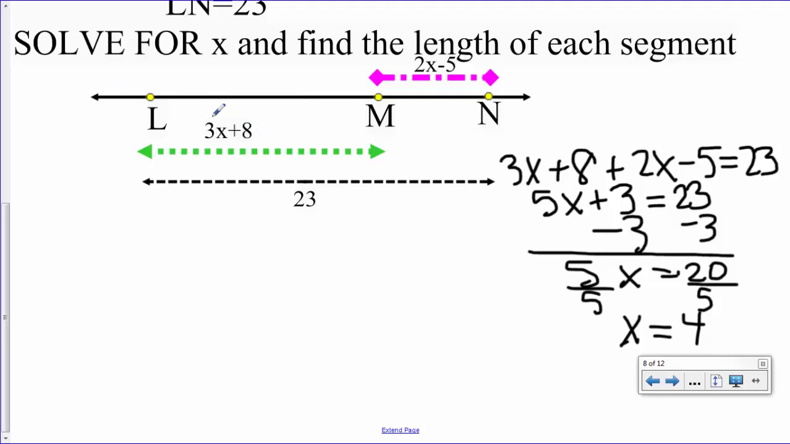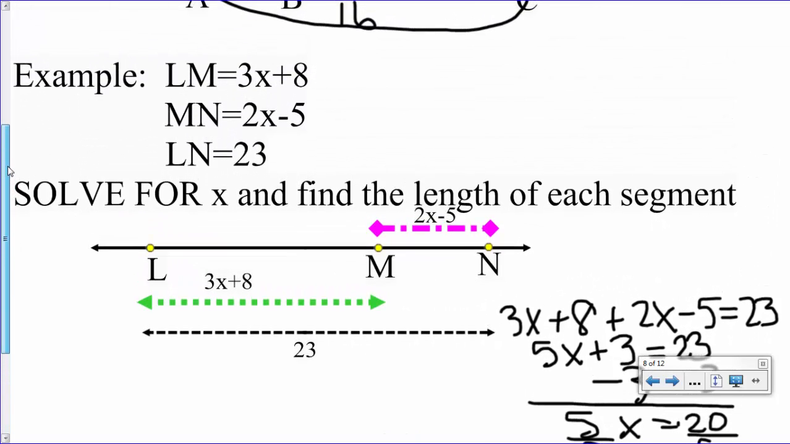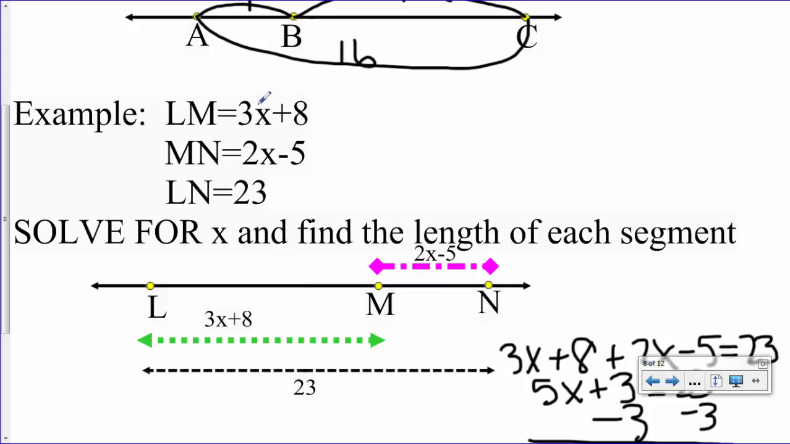3 times 4 plus 8 and 2 times 4 minus 5. We'll go back up to where we originally have the line segments and we'll plug in 4 for x. Now we can get the length of each segment. 3 times 4, 12 plus 8, 20. 2 times 4, 8 minus 5 would equal 3. The total, of course, should equal 23, and it does.